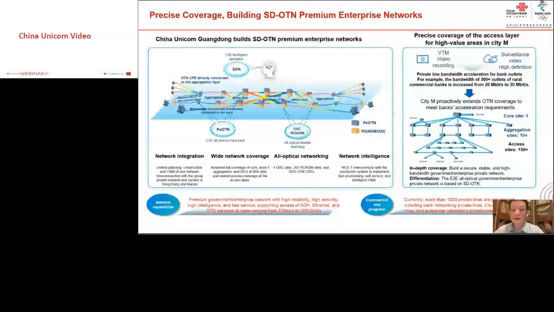Third, all-optical networking. There are 4 OXC sites, 267 ROADM sites, and more than 1,000 OTN CPEs. Fourth, intelligent network. NCE interconnects with the production system to implement quick provisioning, self-service, and intelligent operation and maintenance of private lines. In addition, we provide coverage at the access layer for high-value areas. For example, in one city, to support the bandwidth acceleration for the private line networking at a bank branch, up to 150 optical nodes are deployed at the access site to achieve deep coverage and fast service access.